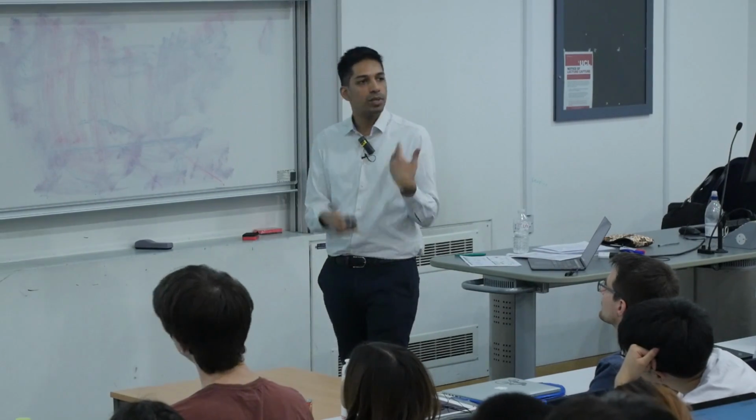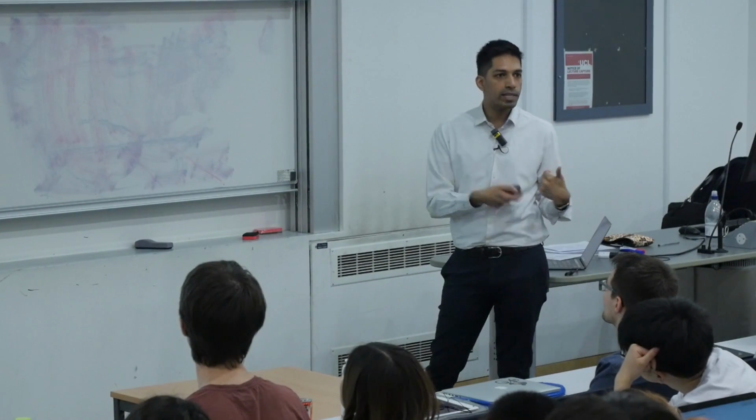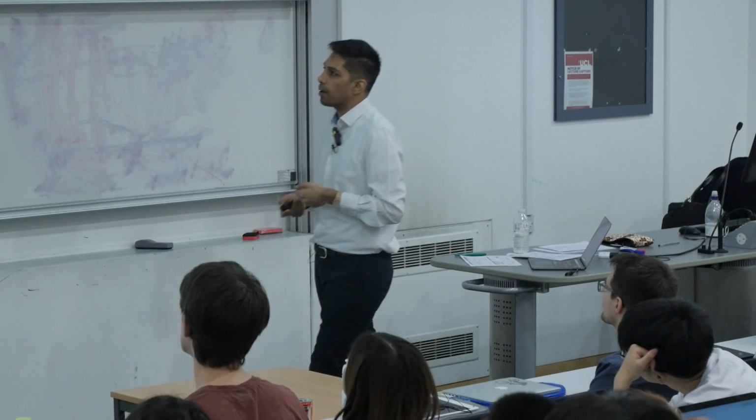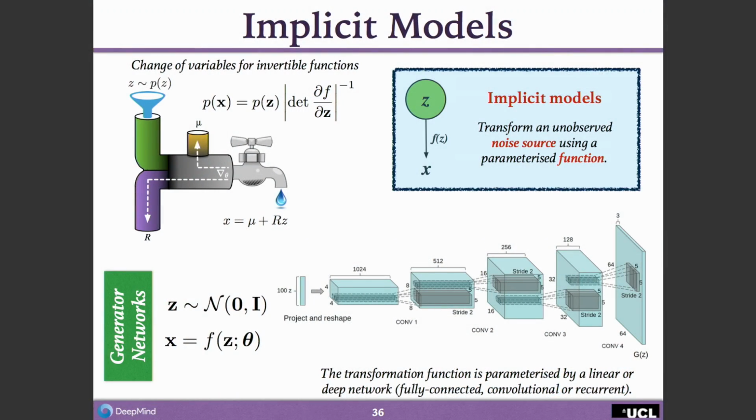Implicit models are simulators. They transform an unobserved source of noise into data using a parameterized function f. So we saw this picture before when we looked at the pathwise gradient and the pathwise estimation. This is exactly of that form. We choose some source of noise, and then we choose a path through which to transform that noise. And because we will know f, we're going to manipulate f and use the knowledge that we have to learn its parameters and learn a generative model in this way.